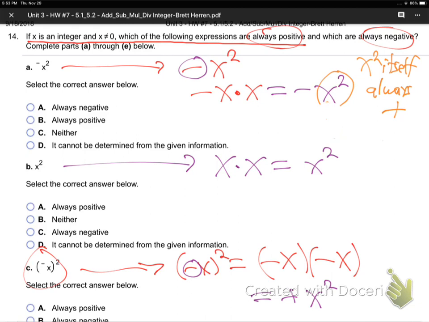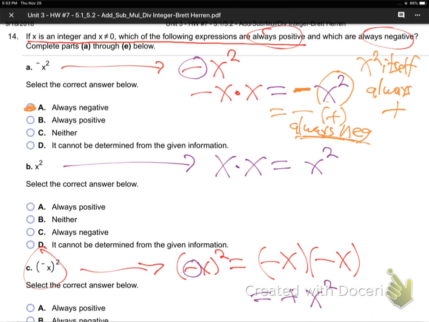So what we really have here then is negative a positive thing, which is always negative. Did you track with that? This negative on something that's always positive makes it always negative.